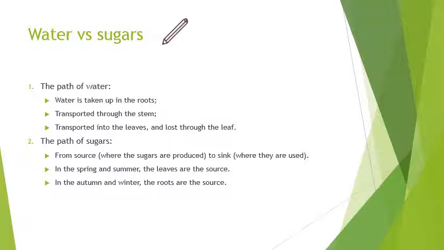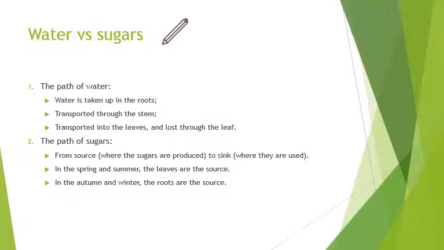We have a way of calling these organs where the sugar is produced, and we call them the source. And where the sugars are used is called the sink. Like I said, in the spring and summer, the leaves are the source, and in the autumn and winter, the roots are the source of the sugars.